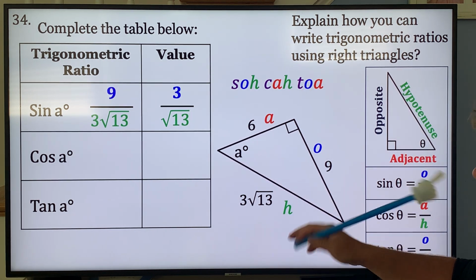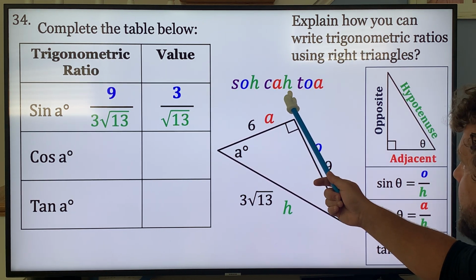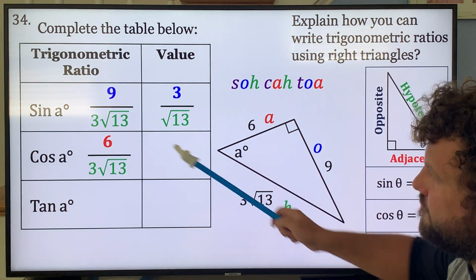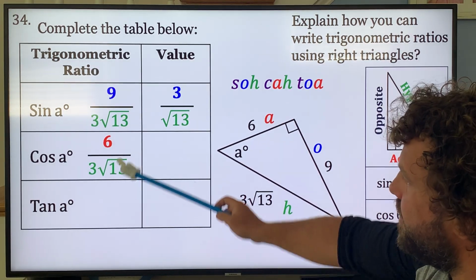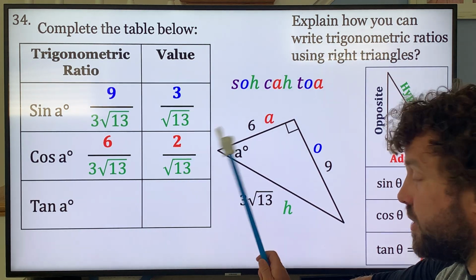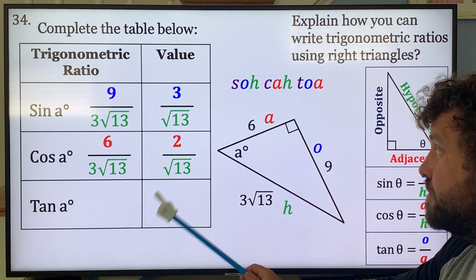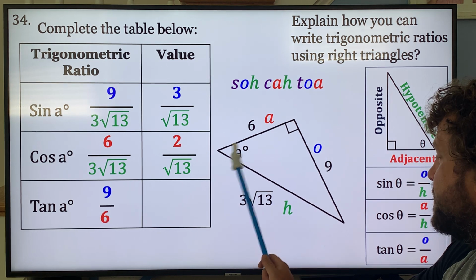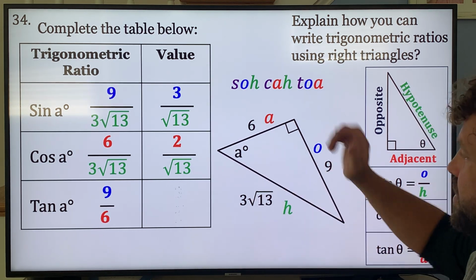Cosine. Cosine is adjacent over hypotenuse, 6 over 3 square root of 13. 3 goes into both of them, you get 2 over radical 13. And like I said before, you can make this 2 radical 13 over 13 as well if you like. Tangent, opposite over adjacent, 9 over 6. 9 over 6 reduces to 3/2.